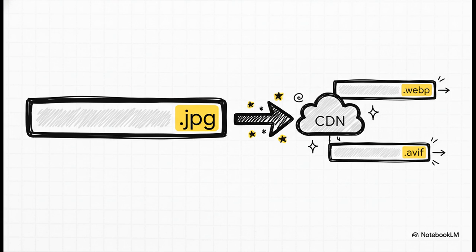You don't have to create 5 different versions of your image. You literally just change the file extension in the URL from .jpg to .avif, and the CDN does all the hard work for you. It is a complete game changer.